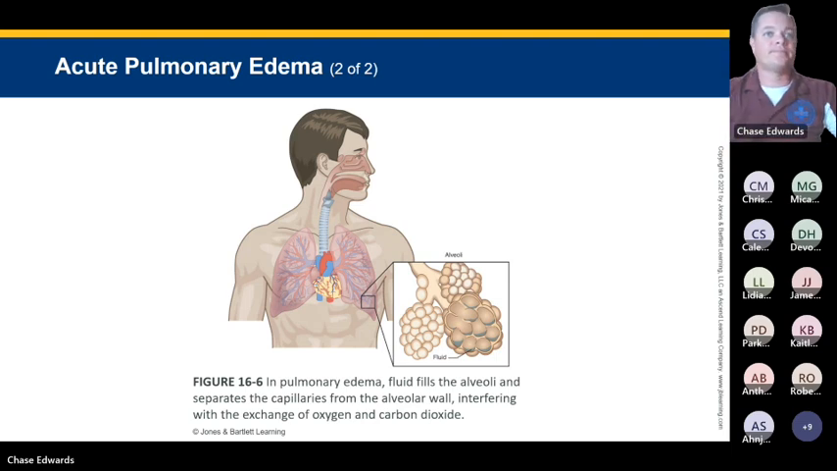Here we go. That's the picture. We're already seeing that picture. And we're going to move on to the next one.